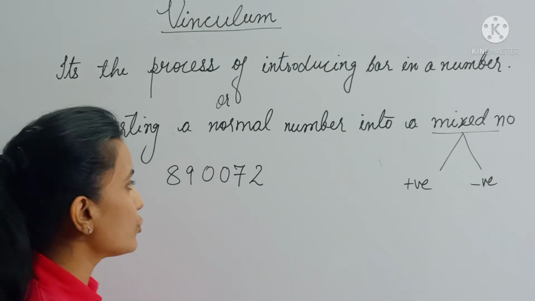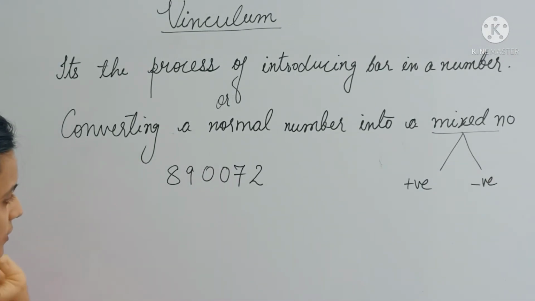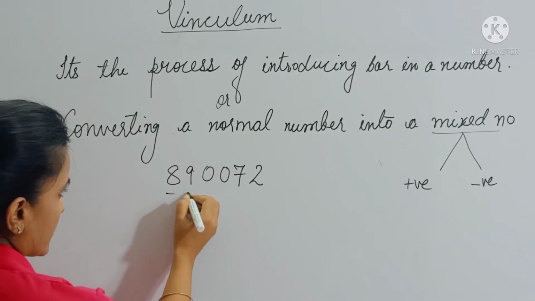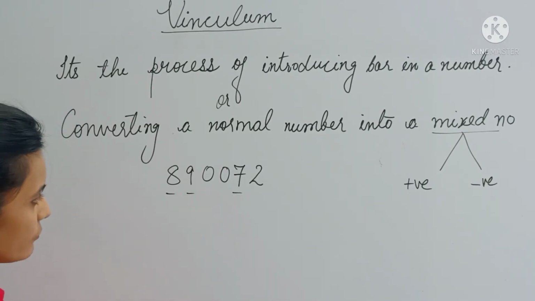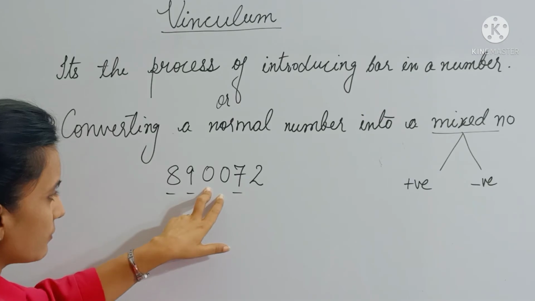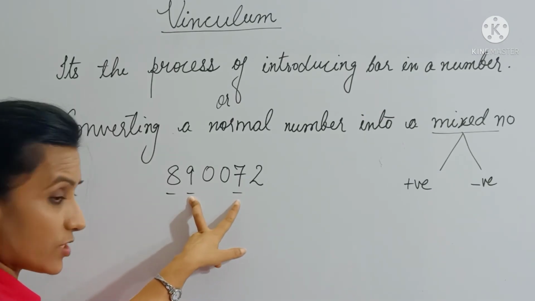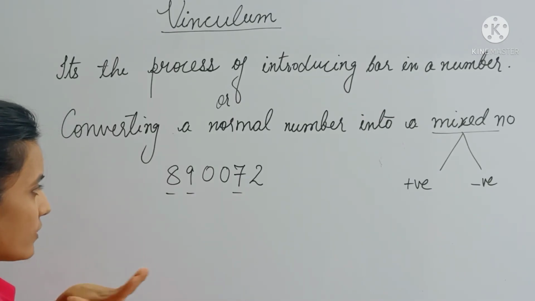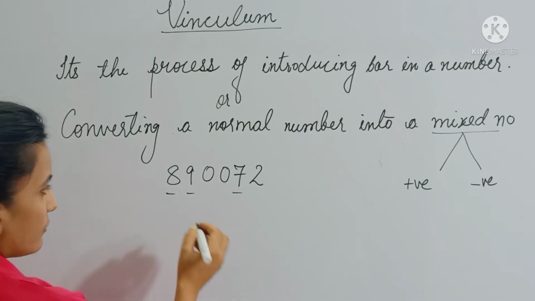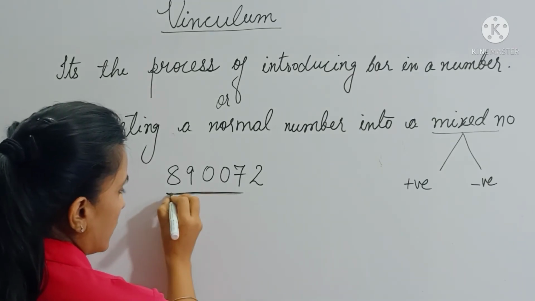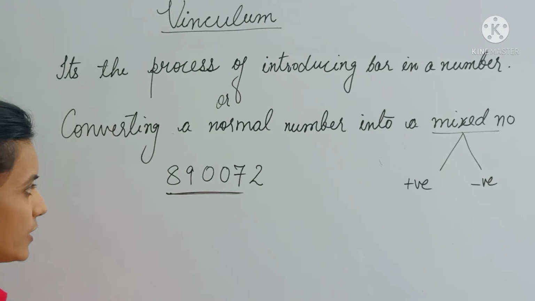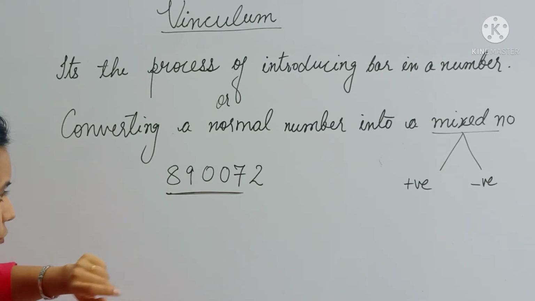In case I want to vinculate this number, so here I want to vinculate 8, 9, 7, right? Now here if you see, zeros are coming between 2 digits which I want to vinculate, right? So whenever such a case happens, we vinculate the whole number. We vinculate even 0 also, right? So here let's see how to do it.